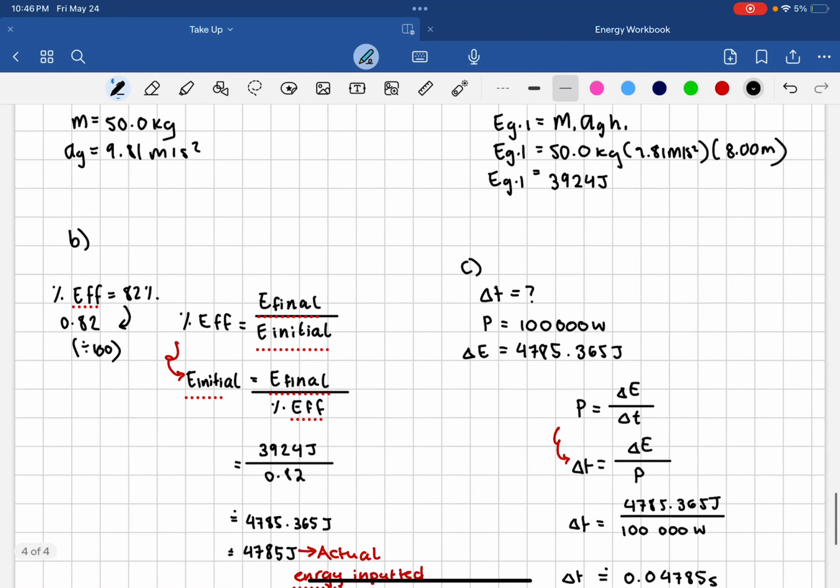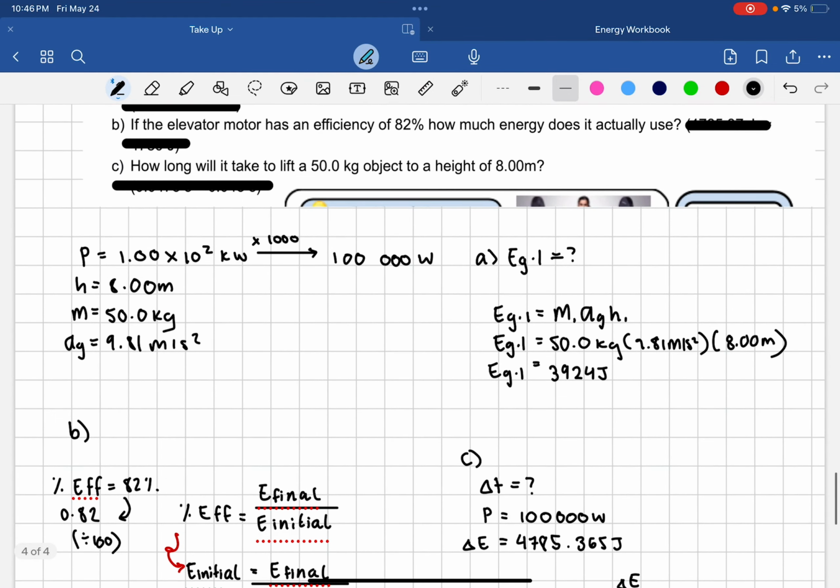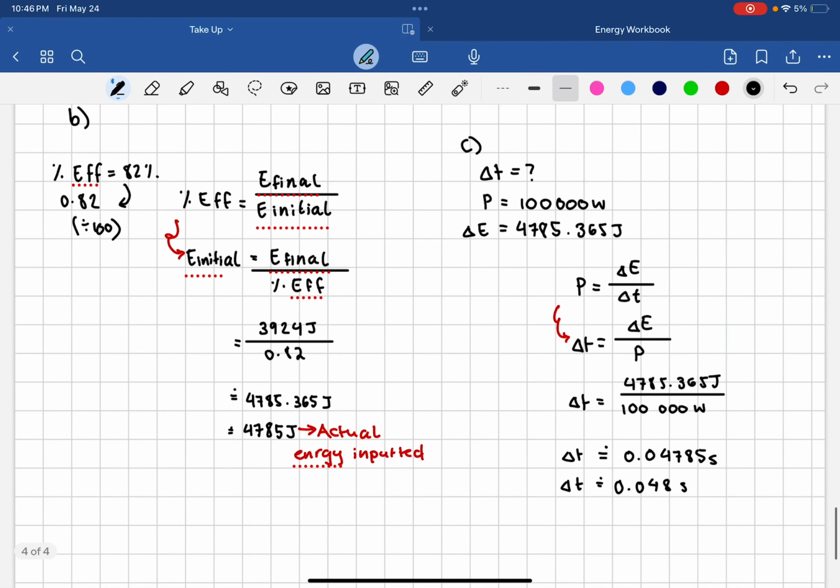That's the entire question. We solved for the gravitational potential energy, and then we looked at the actual energy used when accounting for percent efficiency, and then found the overall time of it.